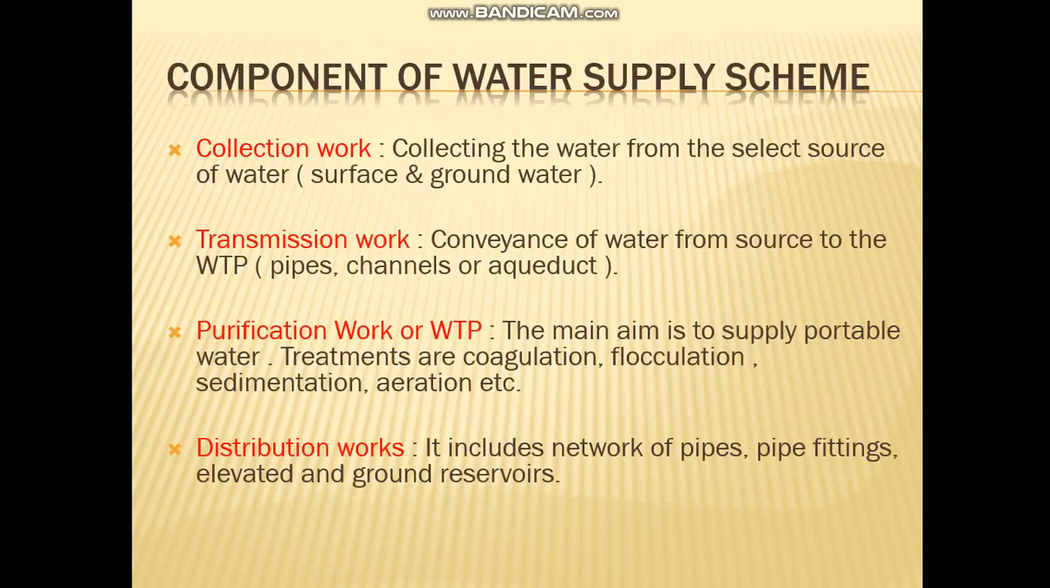So there are four types of water supply scheme. That is, there are four components of a water supply scheme. One is collection work, second is transmission work, third is purification work, and fourth is distribution work. As the names suggest, you can easily understand these different components. One is collection work. So collection work includes collecting water from any source of water. It could be surface water or groundwater.